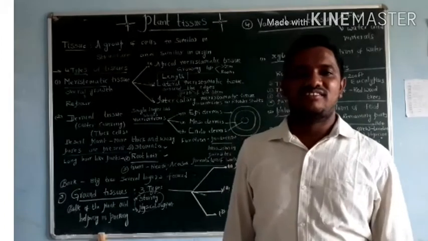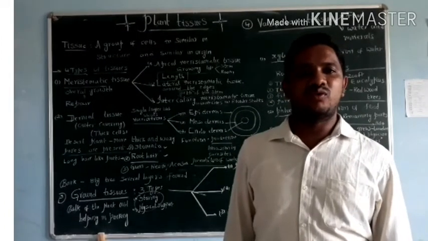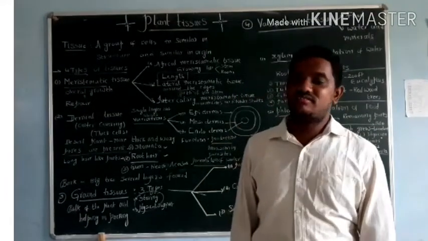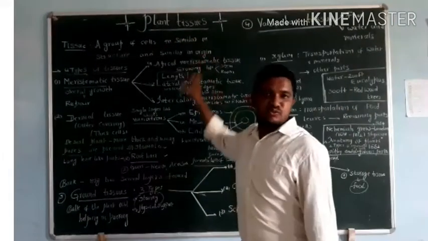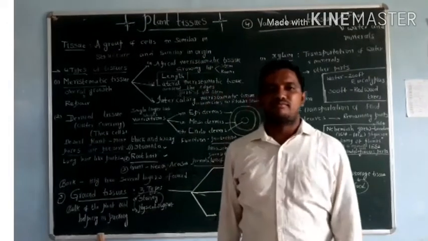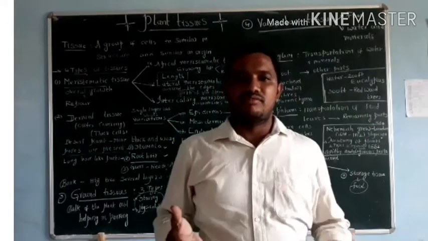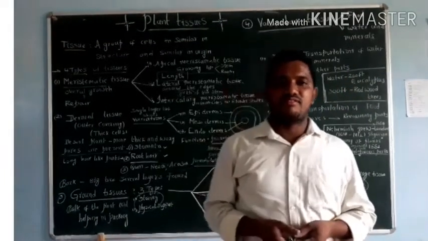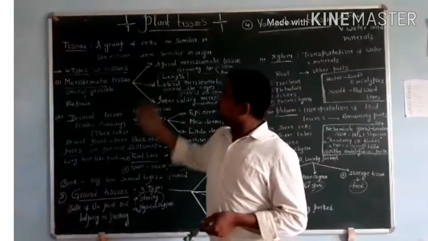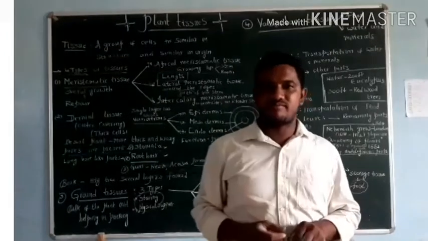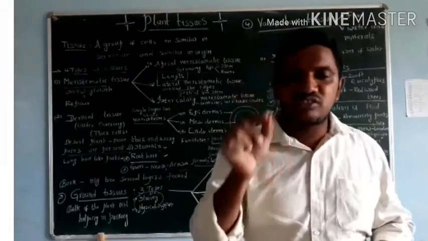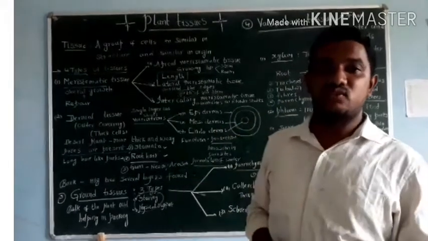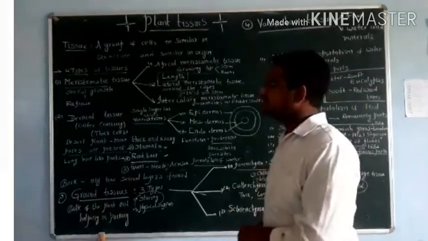Today we are going to learn about the second chapter in ninth class, that is plant tissues. What is tissue? Tissue means a group of cells similar in structure and similar in function.